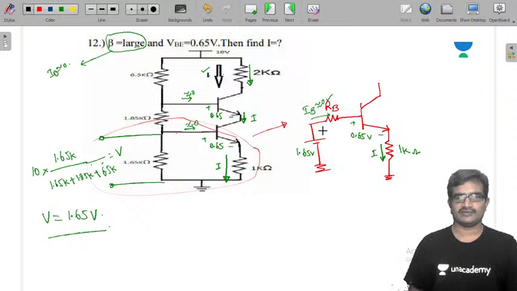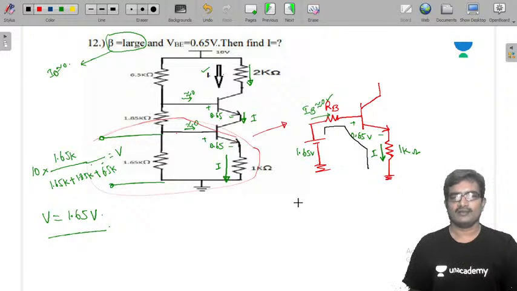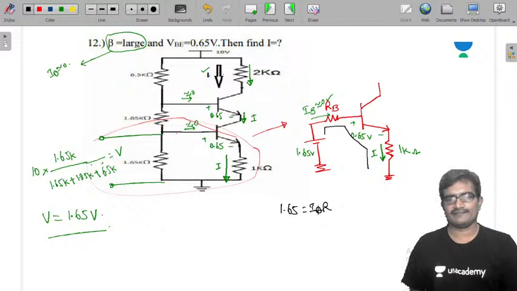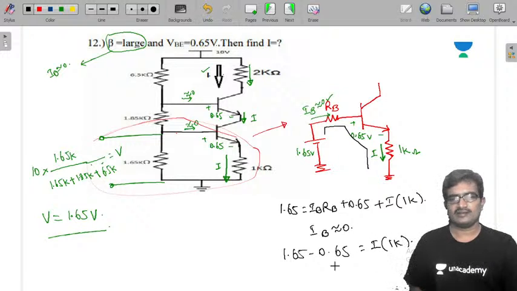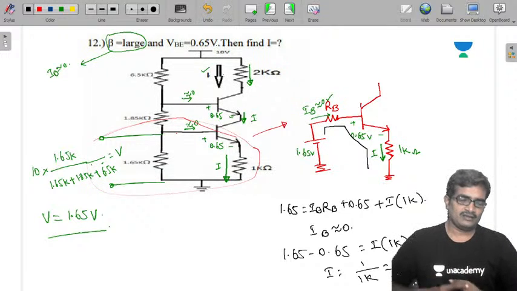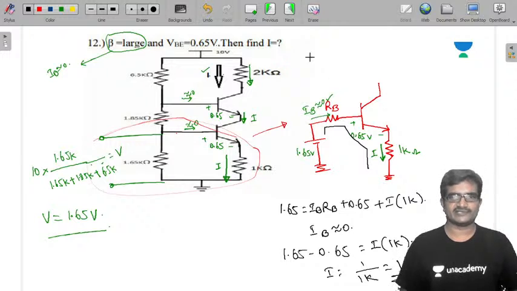Just apply KVL to this loop. Now 1.65 is IB into RB plus 0.65 plus I into 1K, and we know IB is approximately 0. Therefore, take this 0.65 to this side: 1.65 minus 0.65 equals I into 1K. Therefore I is 1 by 1K, 1 milliampere. Simple. So this is the way to calculate the problems.